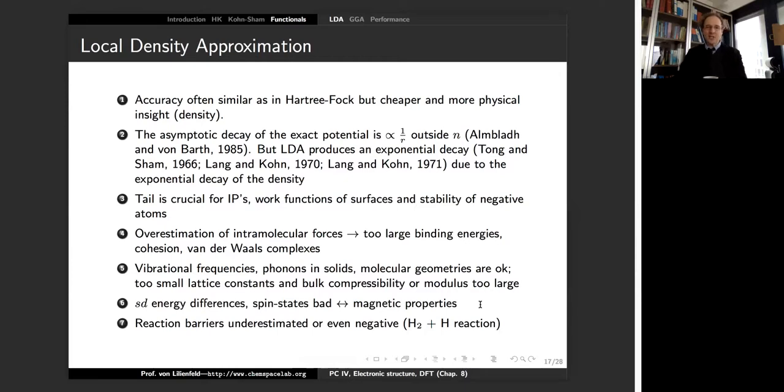Typically also reaction barriers are very poorly described. So you should really stick to the geometry minimum. So for instance, the H2 plus H reaction, so just a change of one hydrogen to another one, has a negative reaction barrier. So this means that where there should be a barrier, you have a minimum, okay? And so that is, of course, highly problematic then.